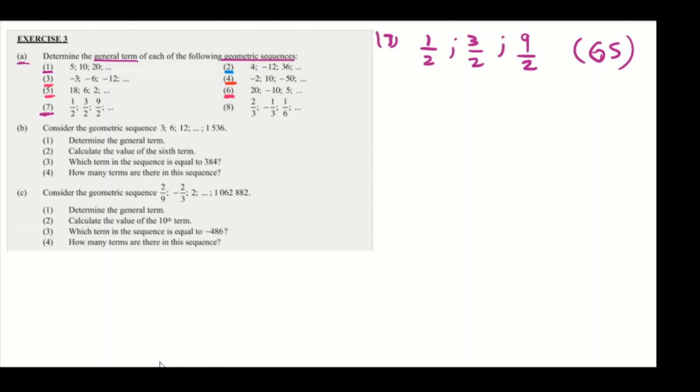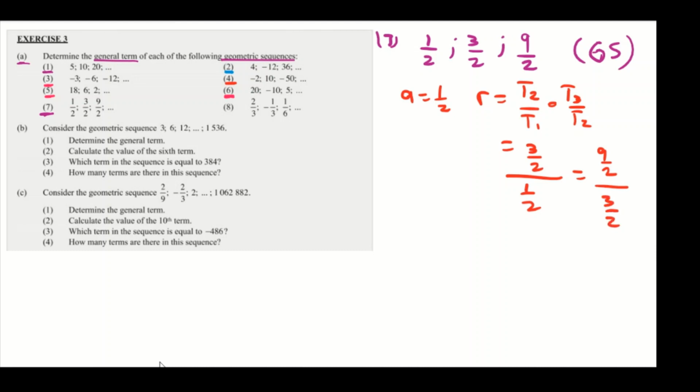So we are told that this is a geometric sequence, and we are asked to find the general term. We know that A is equal to 1 over 2. We need to find R, which is T2 over T1, equal to T3 over T2, where T2 is 3 over 2 divided by 1 over 2, equal to 9 over 2 divided by 3 over 2. Right, so this is my R. My common ratio for this problem is going to be 3. So you just punch the entire thing into your calculator and see if you get 3, and you also punch in here and see if you get 3.